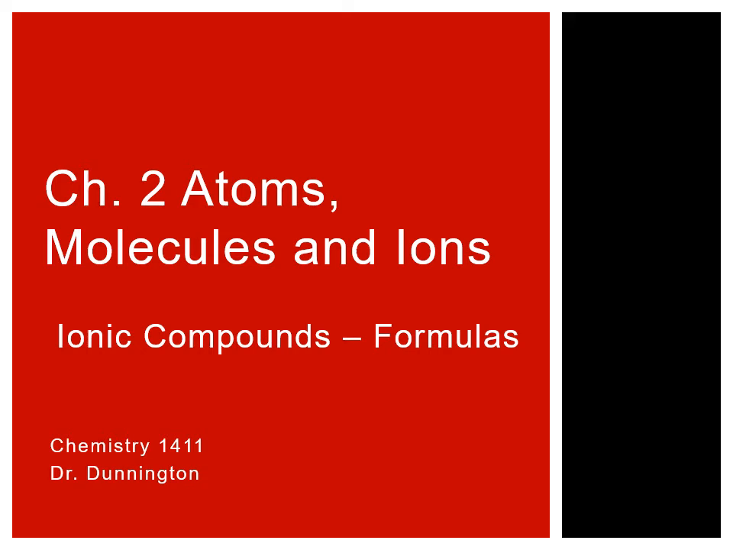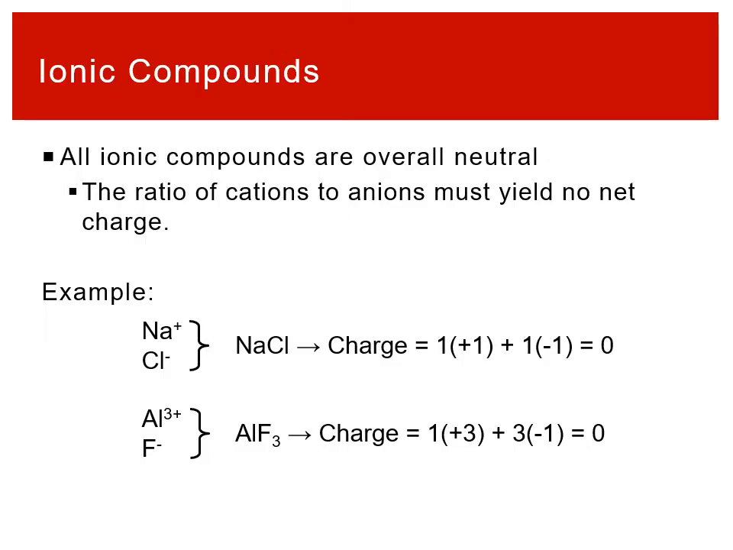Now we want to talk about how you can figure out the formula of an ionic compound, what that formula unit is based on the ions involved. And so this is going to be based around the idea that all ionic compounds are overall neutral. This is going to be an important fact that even though you have, say, cations that are charged and anions that are charged, overall it has to be neutral.